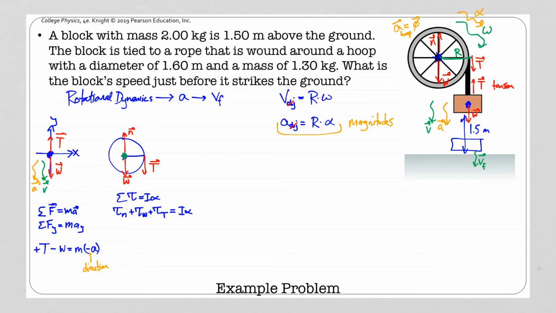But notice here that the weight and the normal force are both applied at the axis of rotation, at the axle there. So these are both going to be zero. Neither of these are going to contribute any motion to what we've got here.